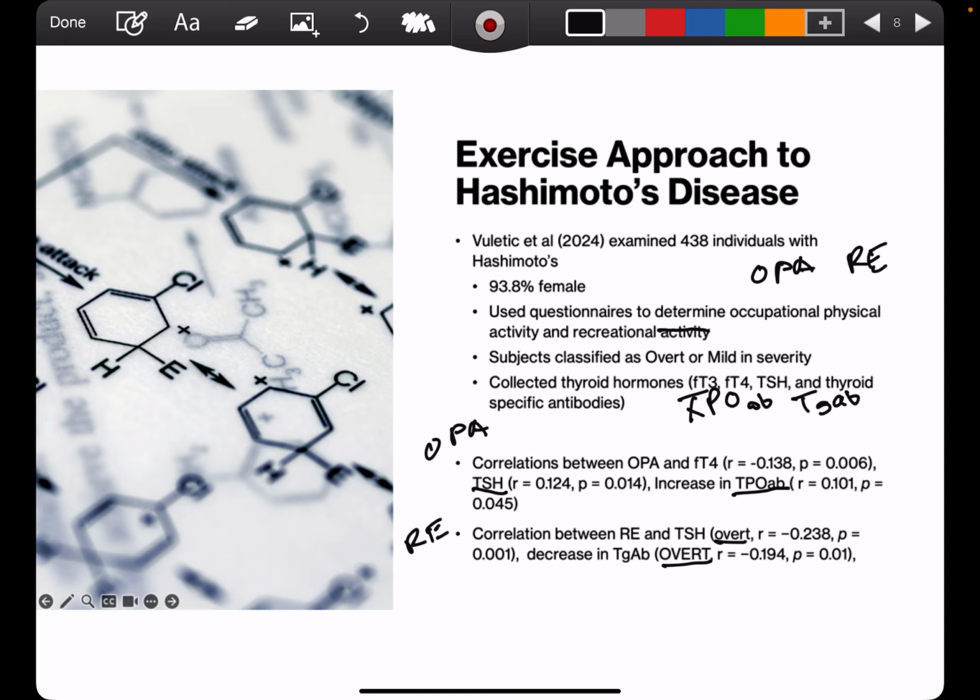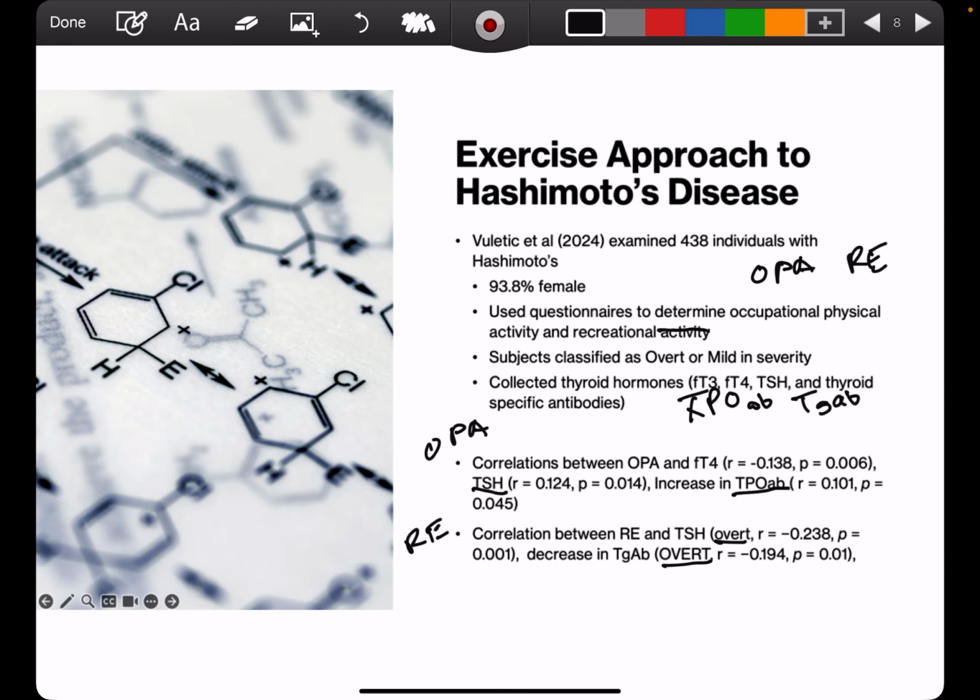Sorry, I blanked out. But I forgot to mention that they classify these groups by the hours spent moving or doing things, whether it be occupational activity or exercise outside of occupation. They calculated their hours and how much they move, and that's what separates the OPA group from the RE group.